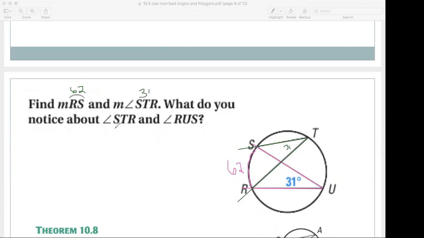What do we notice about STR and RUS? Well, they're congruent. And why? Because they're intercepting the same arc. So I'm going to write that. They are congruent because they intercept.